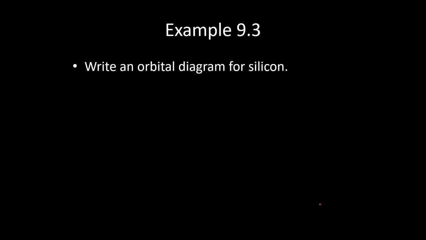All right, one last thing here before I finish up this long video. Let's go ahead and write the orbital diagram for silicon, but I want you to do it. So go ahead and pause the video now and write the orbital diagram for silicon. I would say try to do it without writing the electron configuration first, just to get a feel for writing the orbital diagram by itself. So go ahead and try that now.